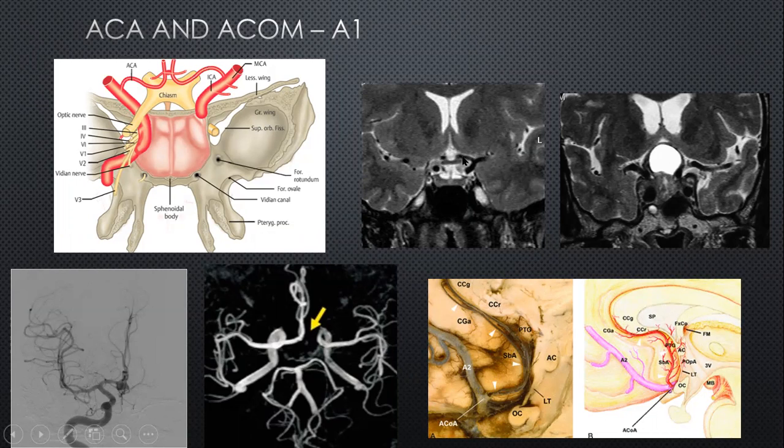The ACA, the A1 segment, is usually very small, and we'll talk about the segments in a minute, but it has this peculiar course which occurs above the optic chiasm. So typically the A1 is suprachiasmatic. Sometimes, very rarely, it can be infrachiasmatic, and it's important to identify that, especially when an endovascular procedure or surgery has been contemplated by the transsphenoidal route for operations around the optic chiasm or in the suprasellar region.